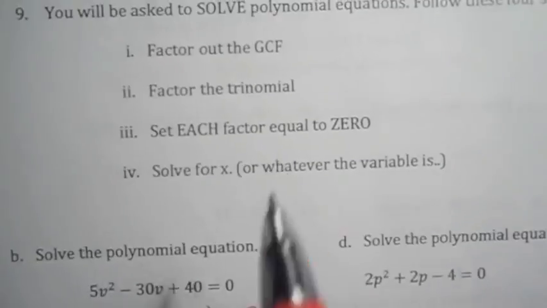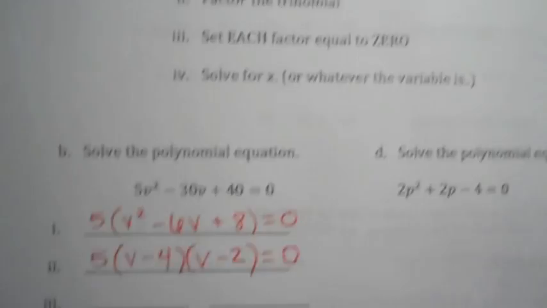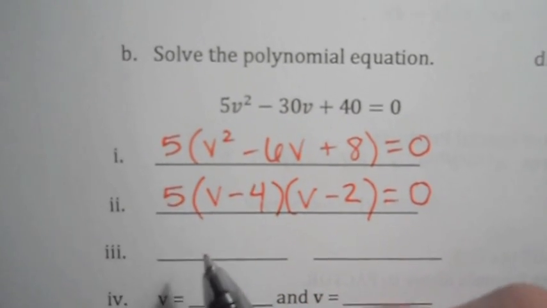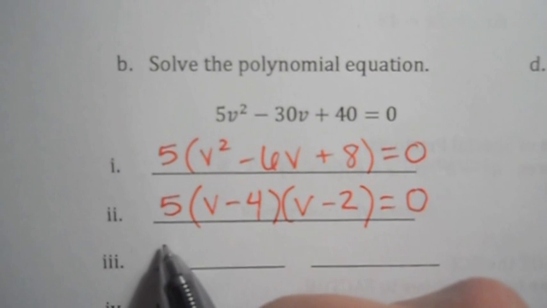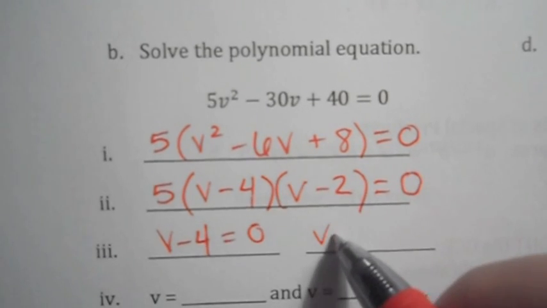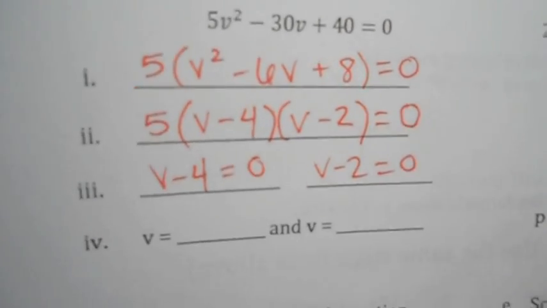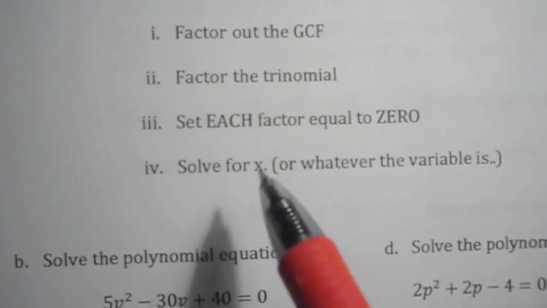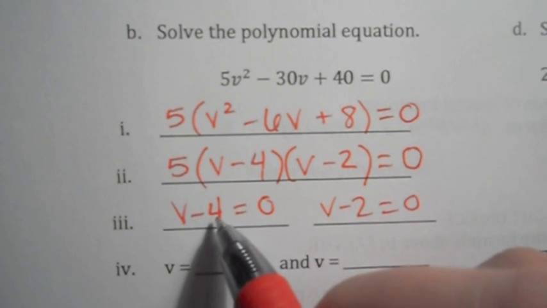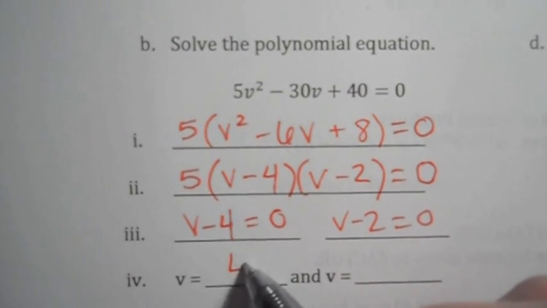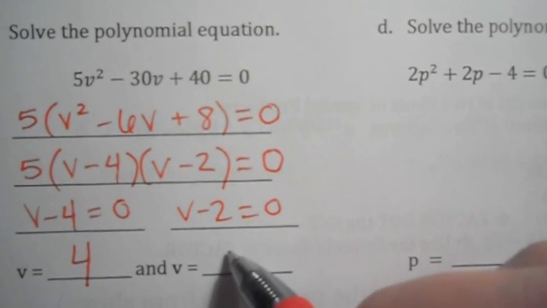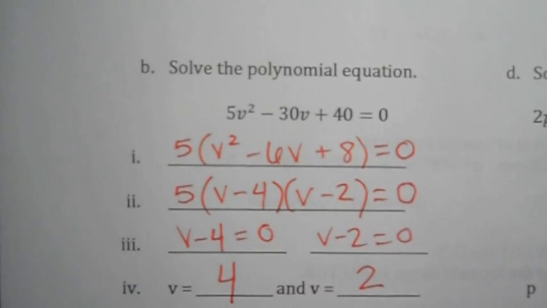On to step 3. Set each factor equal to 0. Well, 5 doesn't have a v in it, so it's not going to get set equal to 0. But v minus 4 has a v in it. We'll set that one equal to 0. And we'll set v minus 2 equal to 0. Step 4. Solve for x, or whatever the variable is. Our variable is v. If v minus 4 equals 0, then v must be 4. If v minus 2 is 0, then v must be 2. And you're done.